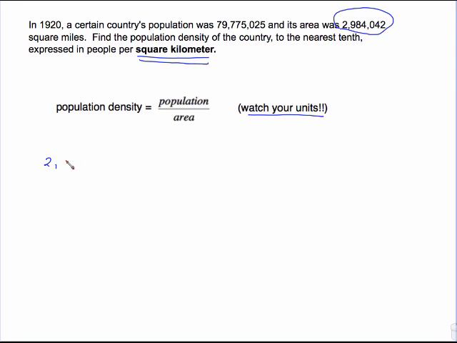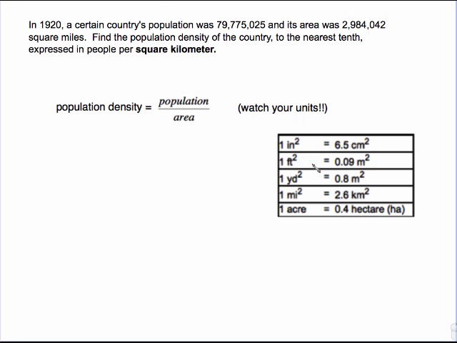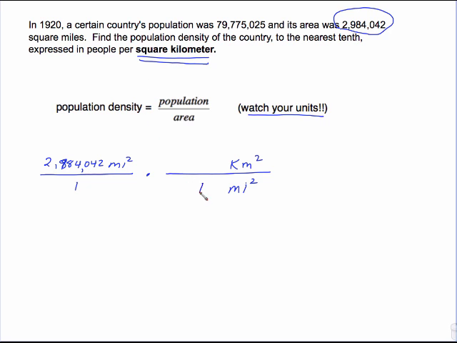So this was 2,984,042 square miles. And I need to convert that to square kilometers. So I need to find some chart that has got that information, kilometers squared and miles squared, and it's on this chart right here. 1 square mile is 2.6 square kilometers. So 1 square mile is 2.6 square kilometers.